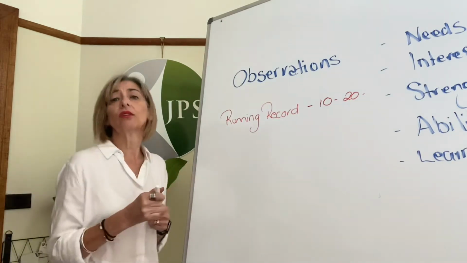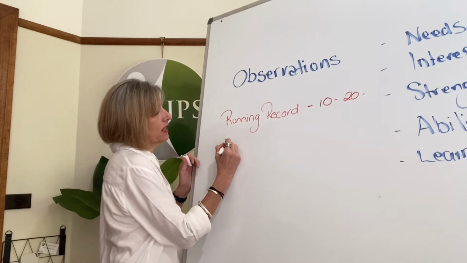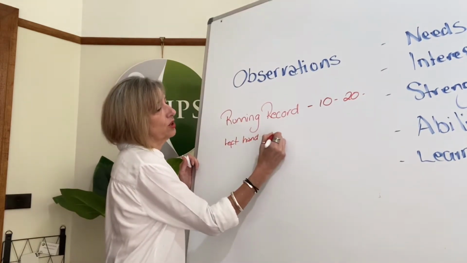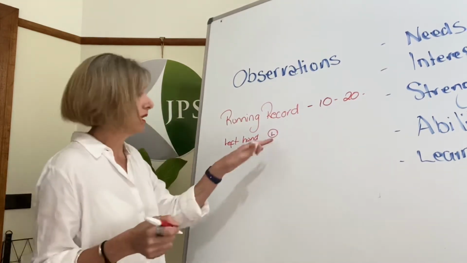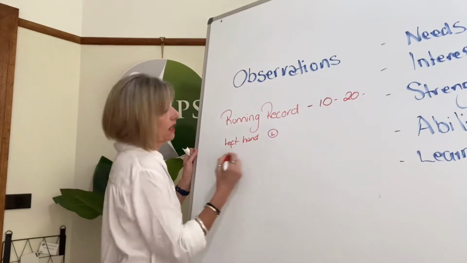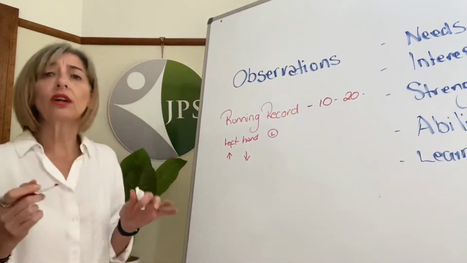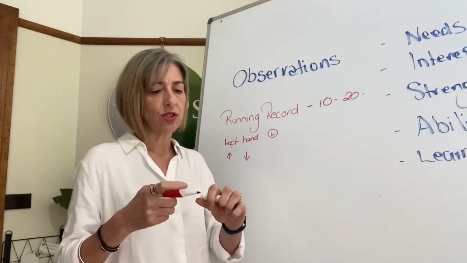A running record will have a legend, so to speak. Instead of saying the child used his left hand, you would just write "left." If he was putting a puzzle together with his left hand, or he went up or he went down, you do your own little legend so that you're not writing words, and you can capture as much information as you can.